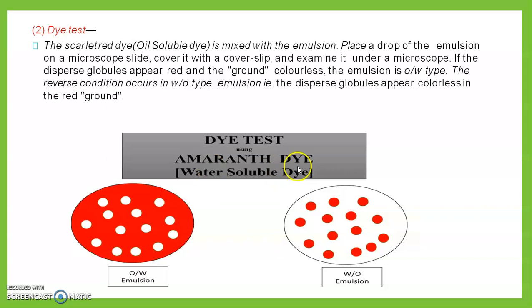Here it is with amaranth dye. Amaranth dye is a water soluble dye. What happened in this? This is the O/W emulsion. Amaranth dye is water soluble, so the red color is mixed in the continuous phase, and the oily phase remains colorless, separated out. When amaranth dye is mixed with the W/O emulsion, only the water droplets get colored, and oil is the continuous phase, which is not colored, as observed under the microscope. This is the dye test.